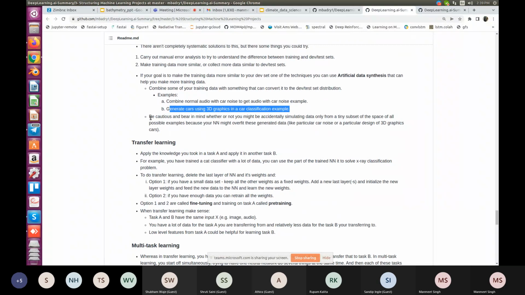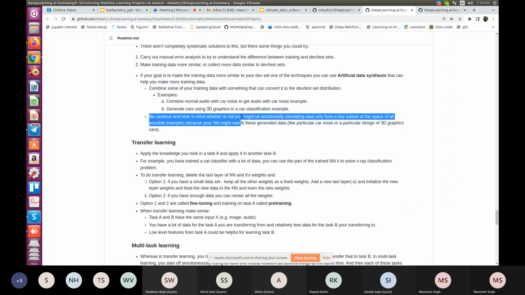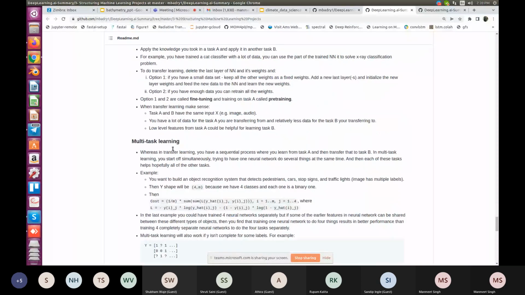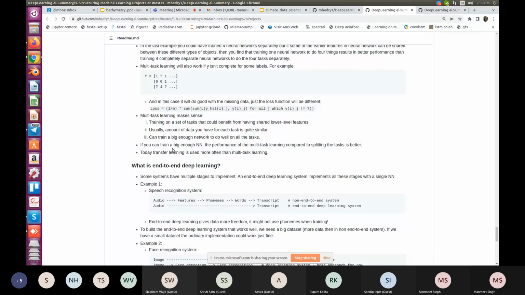But you should be cautious and bear in mind that you might be accidentally simulating data from a tiny subset of the space of all possible examples, because your neural network might overfit those generated data. So you should be very careful when you are doing this kind of juggling with your training data.